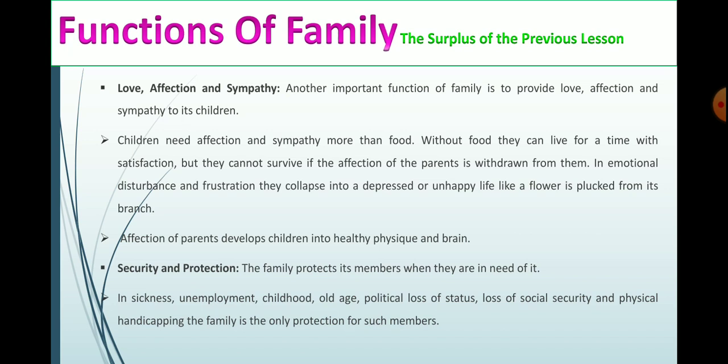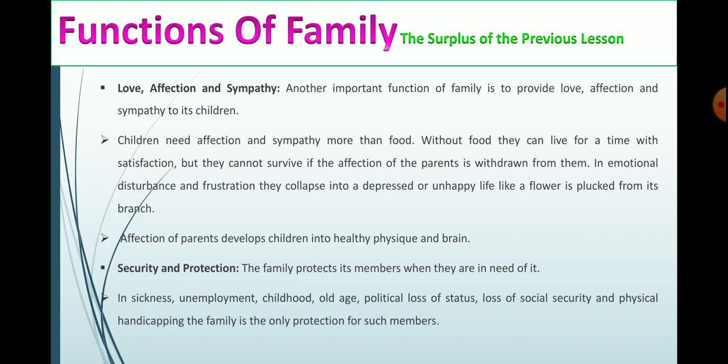It is too important for the parents to love their children and think regarding their children's wants and ways, and be affectionate as well as have sympathy. This is too important. Affection of parents develops children into healthy physique and brain.